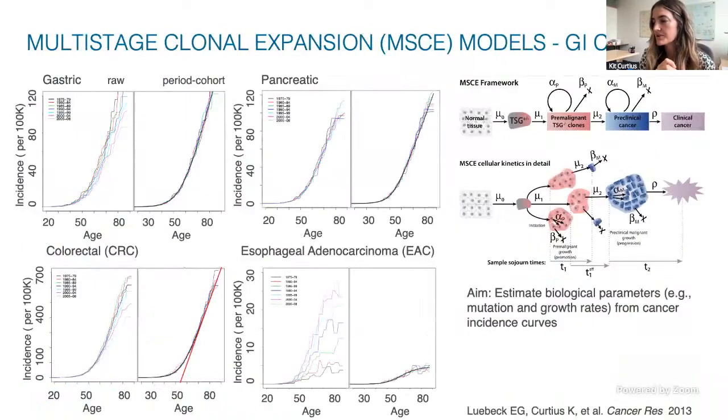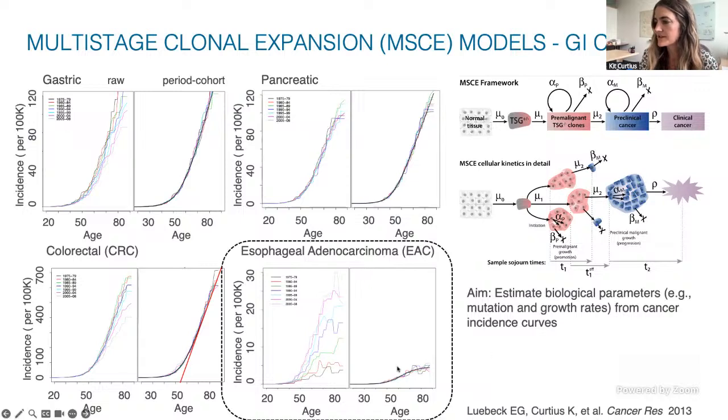So this is a main project that I did in my PhD, where we looked at this type of modeling for multiple GI cancers using the SEER registry: gastric, pancreatic, colorectal, and esophageal adenocarcinoma. And again, the goal was to estimate these biological parameters and compare them between cancers using cancer incidence curves. And one thing you'll notice is for EAC, there's quite a rapid increase in the number of cases in this cancer type, which is why we studied it during my PhD. And there's a slightly different shape of the incidence curve.